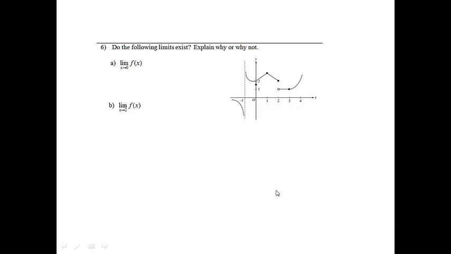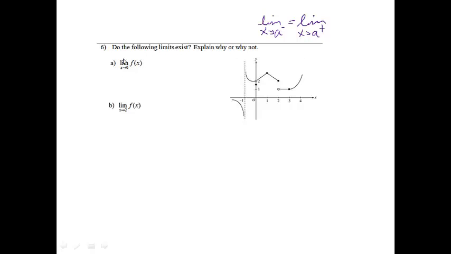Number 6, do the following limits exist? Explain why or why not. All right, just to recap, in order for a limit to exist, the limit as x approaches a from the left side must equal the limit as x approaches a from the right side. So coming in from the left and coming in from the right, you must be approaching the same y value.